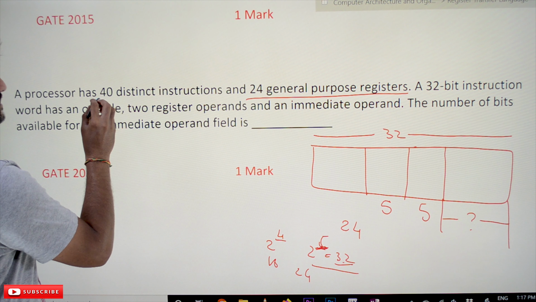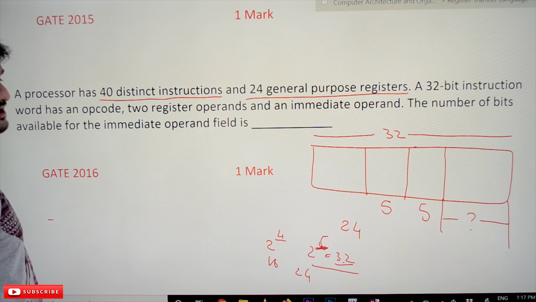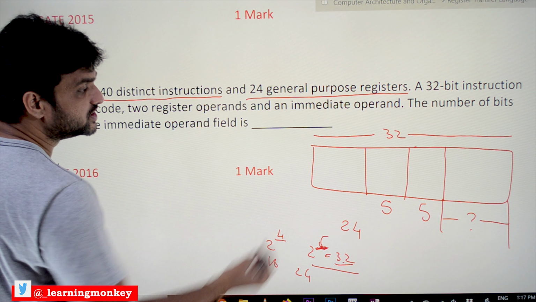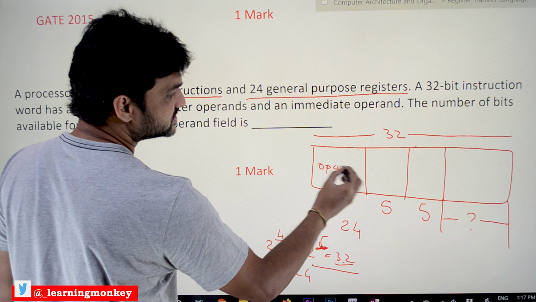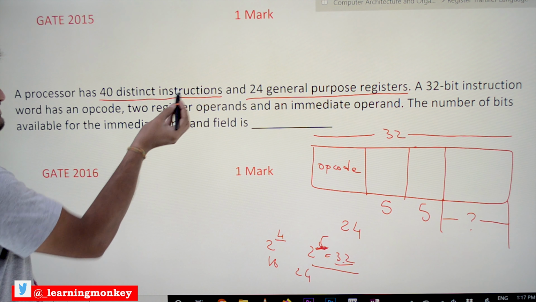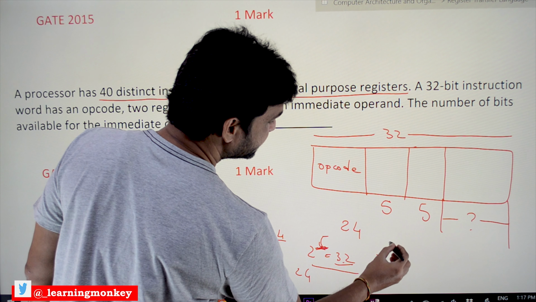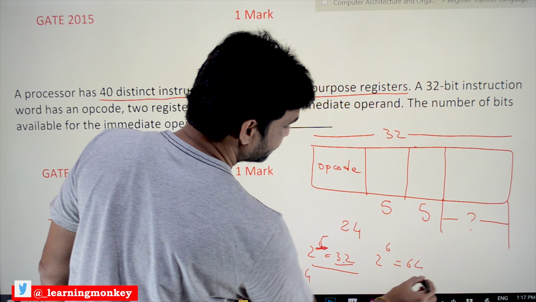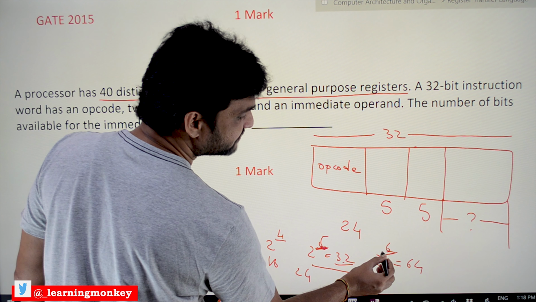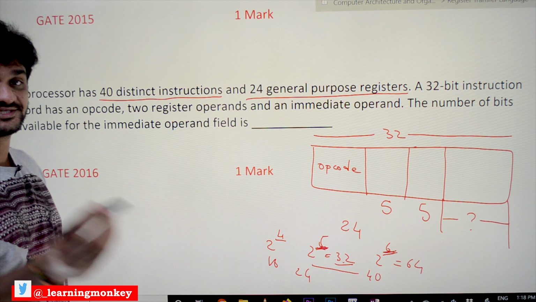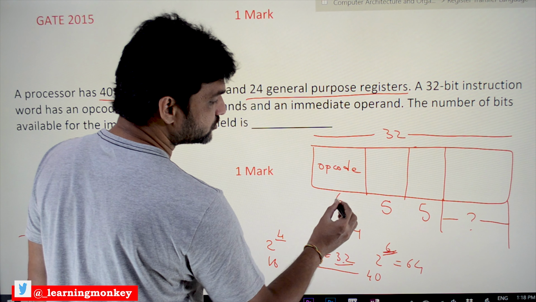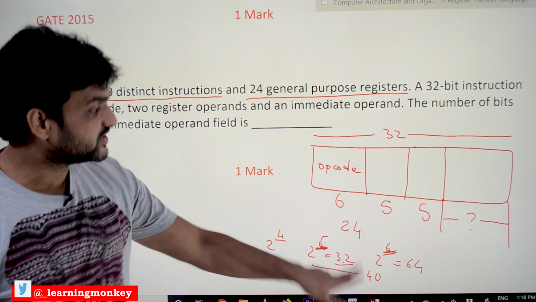And it is said that 40 distinct instructions are there. So in order to represent 40 distinct instructions, what is the size of the opcode? This space is used for opcode representation. To represent 40 instructions, we need 2 power 6, which is 64. 40 is between 32 and 64, so we have to use the maximum value, 2 power 6. So 6 bits are required to represent 40 different opcodes.